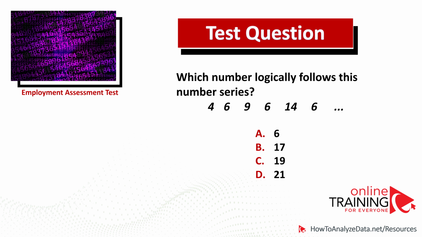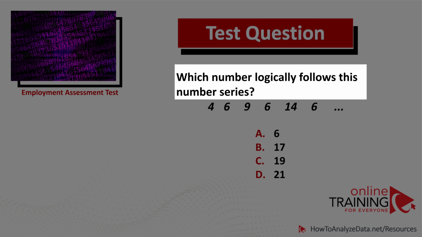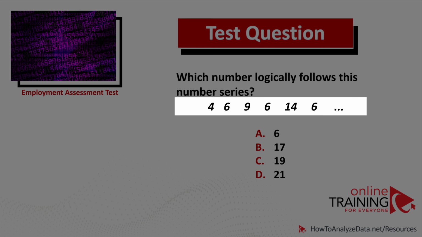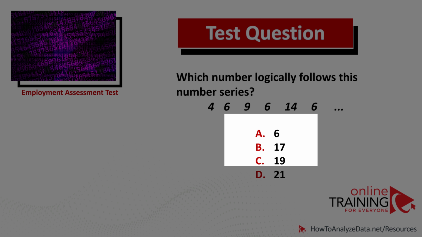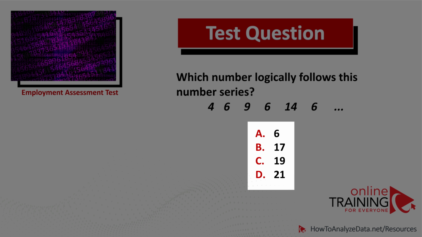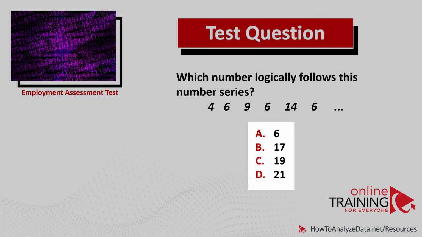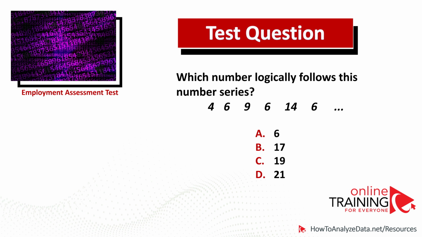A lot of times, number sequences are used to test candidates' abilities on the test. We're looking at one of these types of questions. Which number logically follows this number series? We have a series of numbers: 4, 6, 9, 6, 14, 6. And we need to determine the next number. We have 4 choices: choice A, 6, choice B, 17, choice C, 19, and choice D, 21. Do you think you know the answer? Let's see if we can get to the correct answer together.